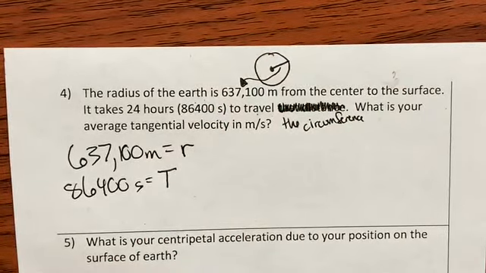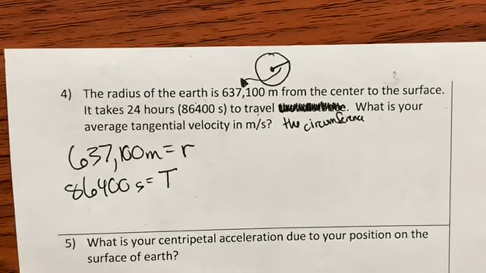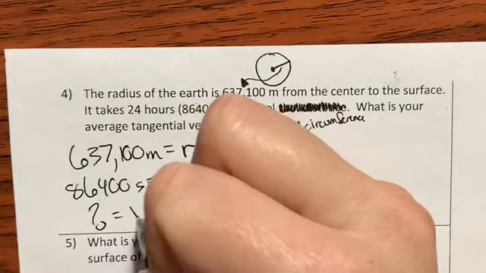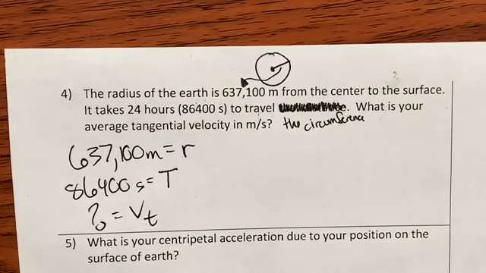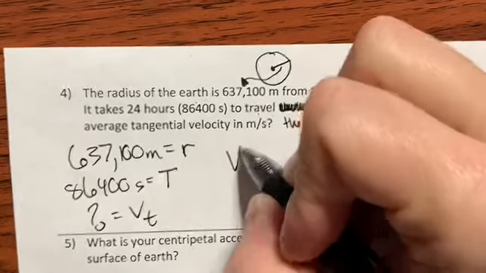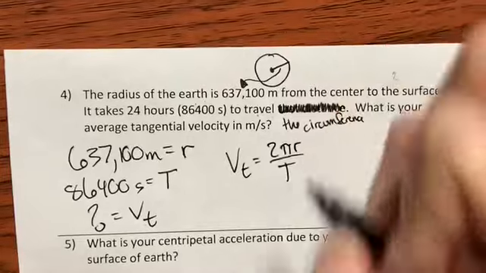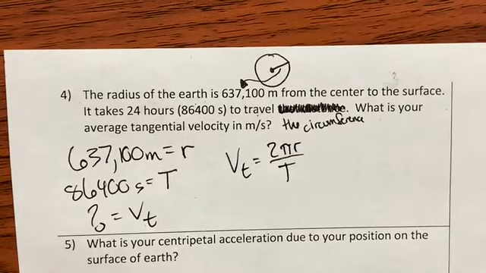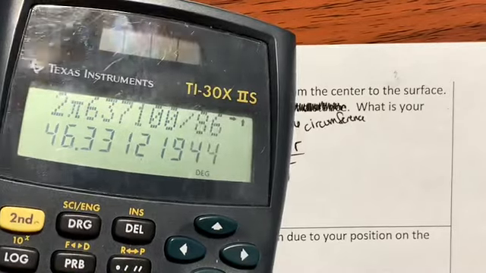So, that time is actually period because that's the amount of time it takes to do the complete cycle. Tangential velocity is the question. So, tangential velocity formula: 2 pi r over the period. Typing that into the calculator. That's what it looks like in your calculator.